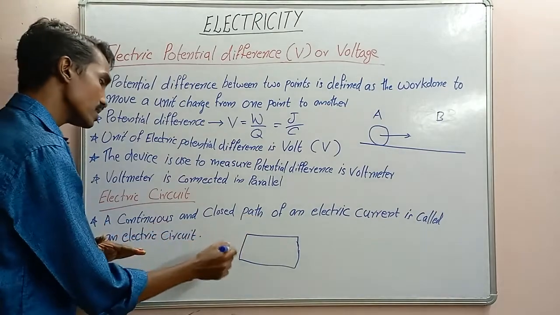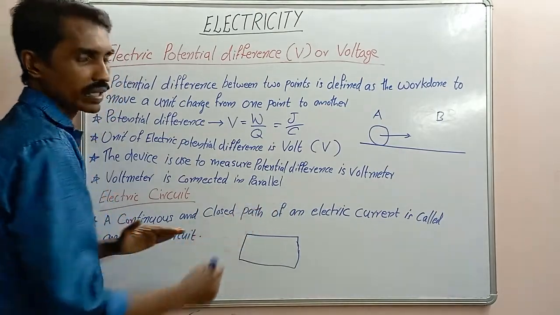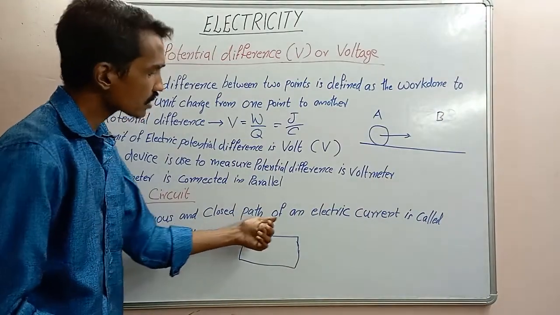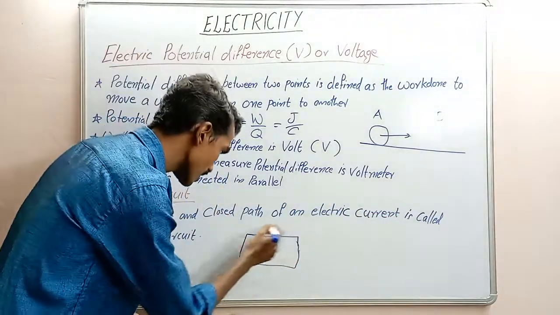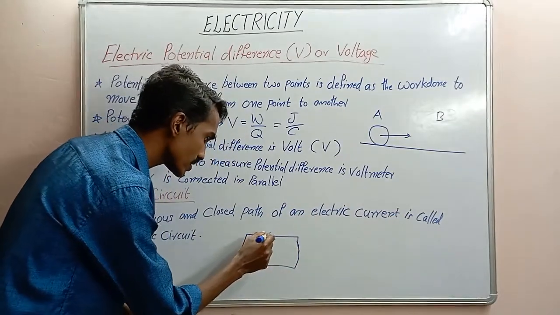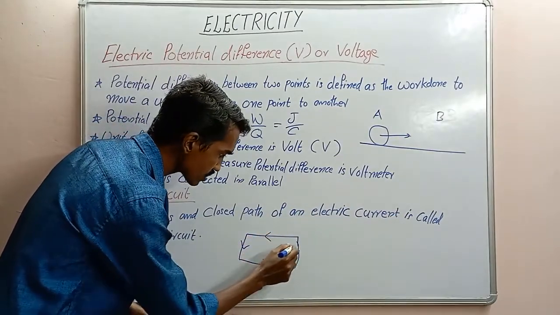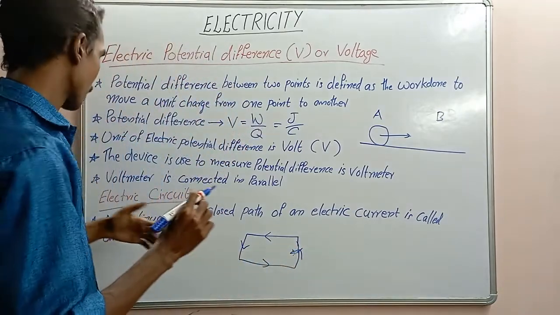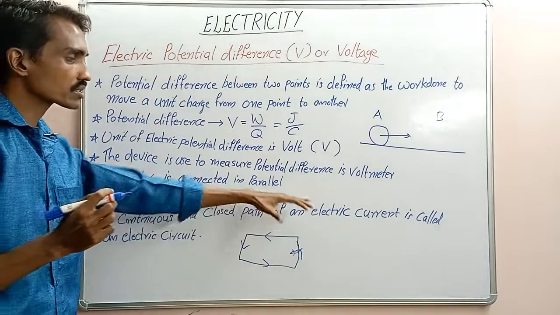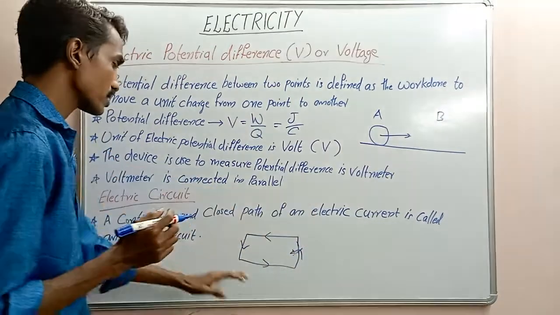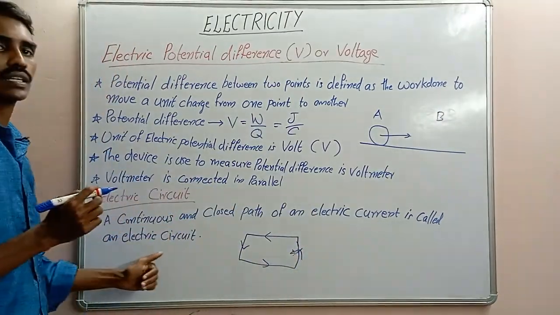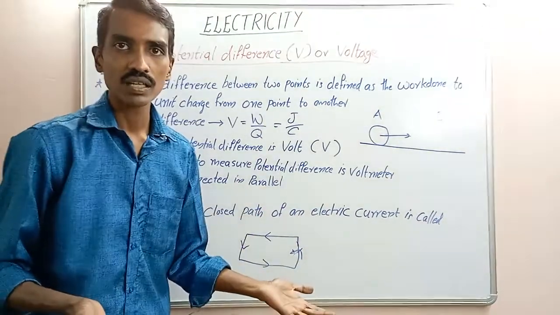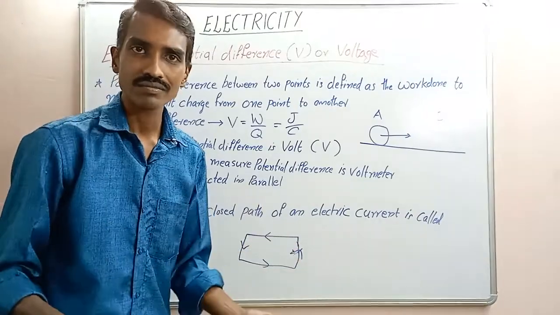Continuous and closed path of an electric current. This is a closed path, and through this closed path a continuous electric current is moving. That particular figure is known as an electric circuit. In an electric circuit there are so many devices, which we discuss in the next slide.